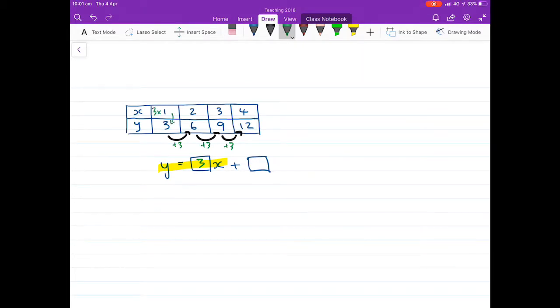What have we got to do to get the 3? I don't need to do anything. Try again. Next one. 3 lots of 2 is 6. I don't need to do anything. 3 lots of 3 is 9. Don't need to do anything. So this is that situation where we have a y equals 3x plus 0. Now, when you write that equation, I'd be encouraging you just to write it as y equals 3x. That plus 0 is still there, but we just don't need to write it.